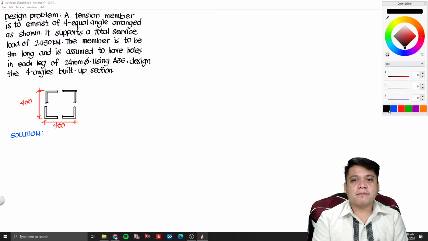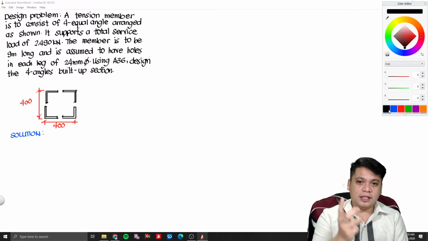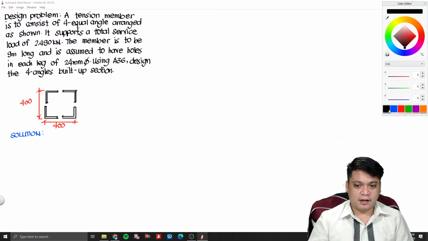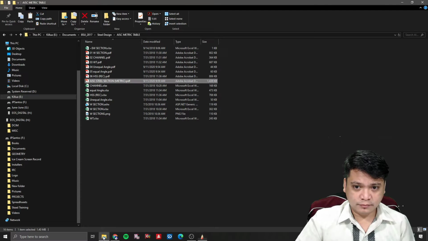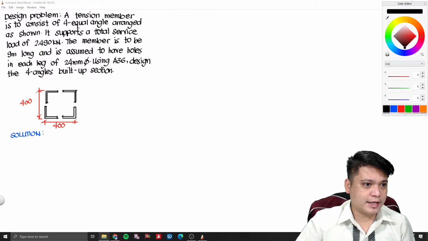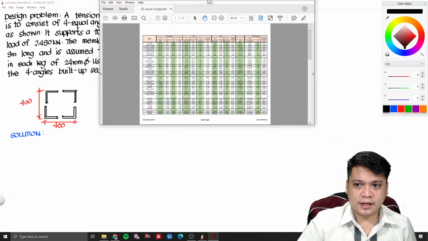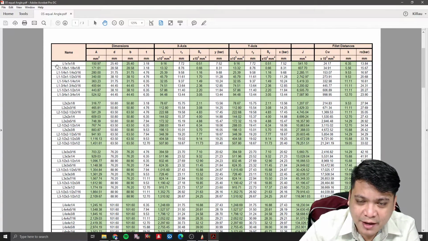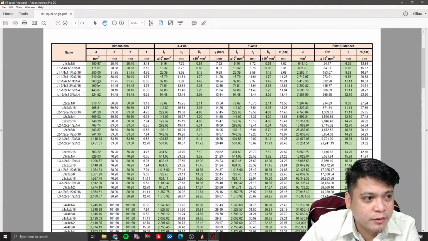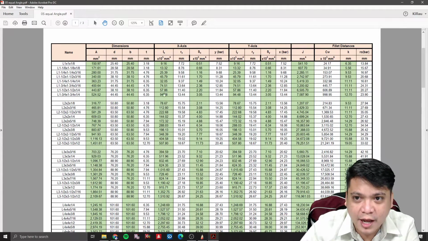Pero this time, kabaliktaran yung gagawin natin. Given the loading, i-design natin sa most economical, okay? So, I have sent you already yung AISC manual natin. Okay. Eto. So, meron na kayo nito. So, dapat, ang hahanapin natin dyan is yung pinakamaliit na area, no? So, we'll try to find the smallest area na papasa dun sa ating member.